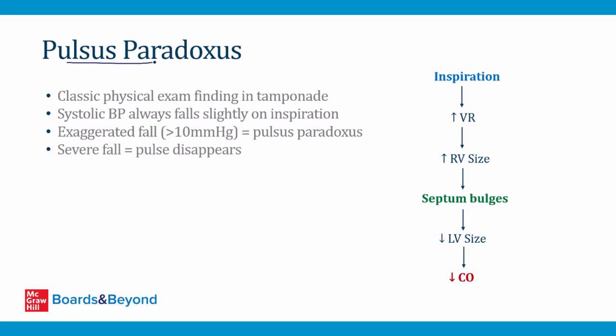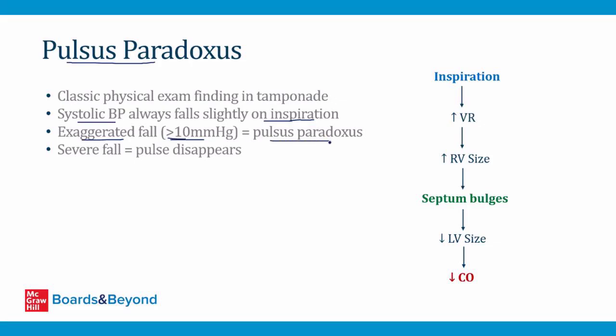pulsus paradoxus. So let's talk about that now. So during normal quiet breathing, when you inspire air, your systolic blood pressure always falls a little bit. This is a normal finding. We all have this. But in patients who have pericardial tamponade, that fall will be exaggerated. And by this, I mean more than 10 millimeters of mercury. If the systolic pressure falls by more than 10 millimeters of mercury on inspiration, that is called pulsus paradoxus.